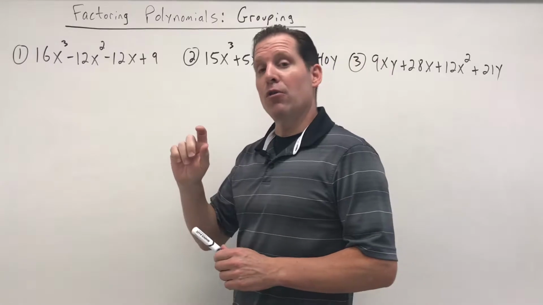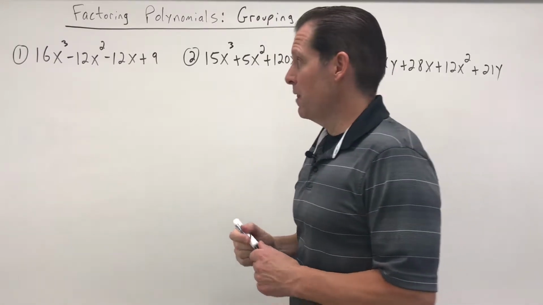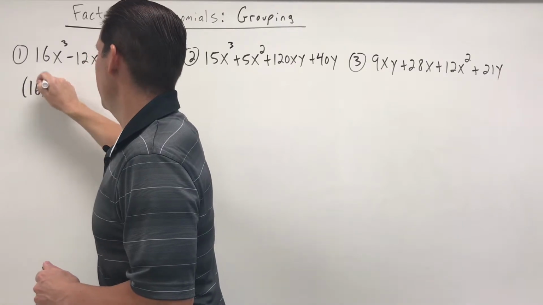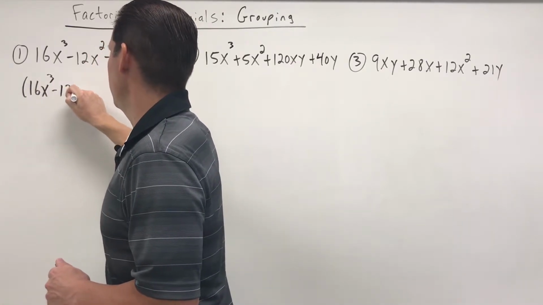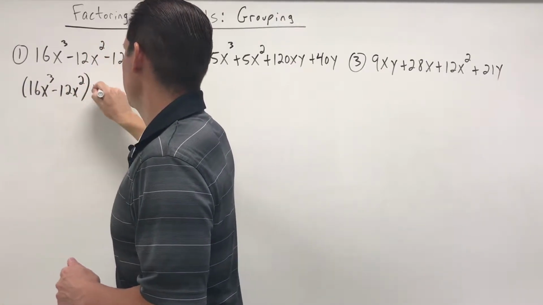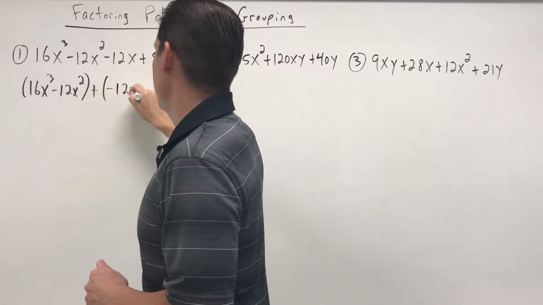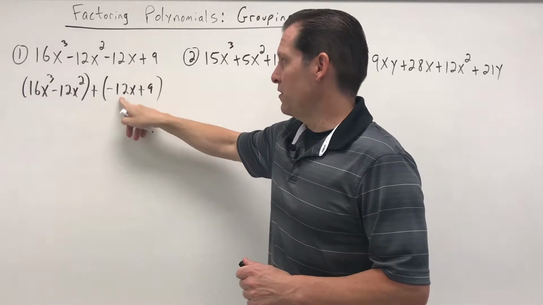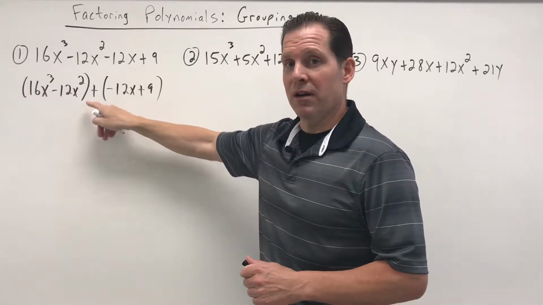So how do we do that? We're going to group them separated by a plus. So I'm going to take these first 2 terms. I get 16x to the third minus 12x squared plus negative 12x plus 9. Notice I took this sign with the 12 and we separated by a plus.